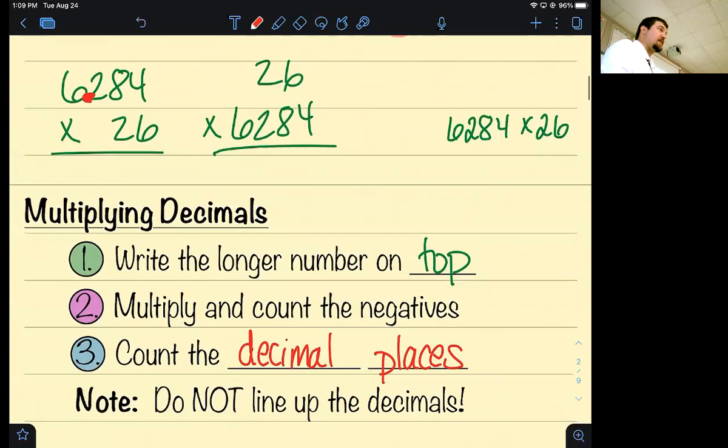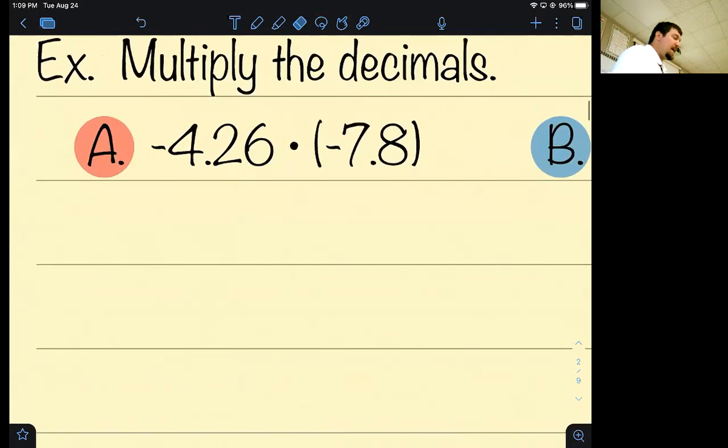Now, I'm going to give you a little secret about how I do these problems. I do not even write the decimal in the problem. Did your teachers tell you to do this last year? Just write them as whole numbers? Okay, let me show you what I mean. Instead of writing 4.26 and 7.8, I'm just going to write 426 times 78.